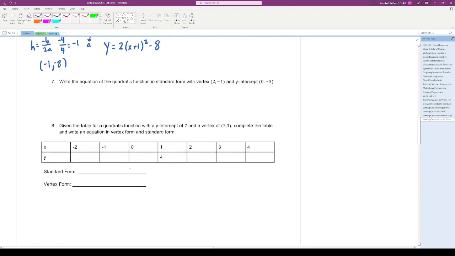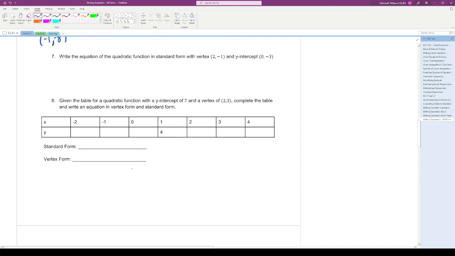All right, so then we've got a vertex and a y-intercept. That's exactly the same as a vertex and a point. And we want to write this one in standard form. So we'll start off with vertex form, and I'm going to go ahead and directly substitute in. Remember, this is h, k, and x, y. So negative 3 equals a times x, no, not x, 0. A times 0 minus 2 squared minus 1.